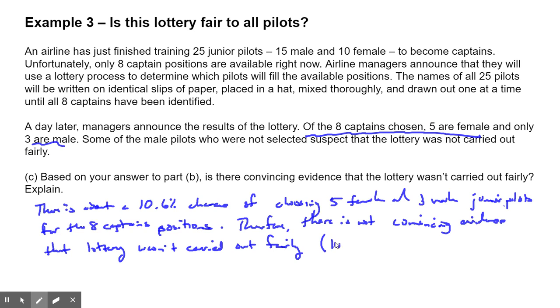And that is, again, because 10.6% is greater than 5%. Okay? So these male pilots who did not win the raffle, sorry, but you have no probability basis to stand on. All right, good luck on the homework. Again, this last objective is the most important part of these last 2 lessons, 4.7 and 4.8.